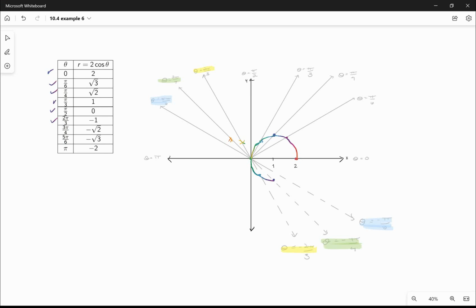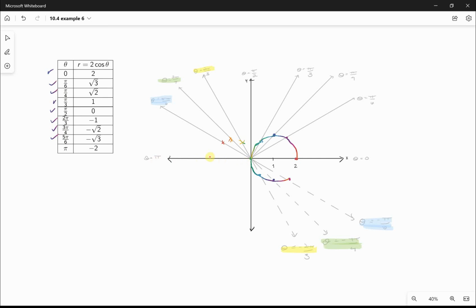And then 5 pi over 6, negative square root 3. Again, just plotting 5 pi over 6, square root 3, somewhere right there, reflected over that line, over the origin. It's about right there. Connect those. And then our final point is (pi, negative 2). So first plotting pi, 2, we're on this negative portion of the x-axis. That corresponds to theta equals pi.